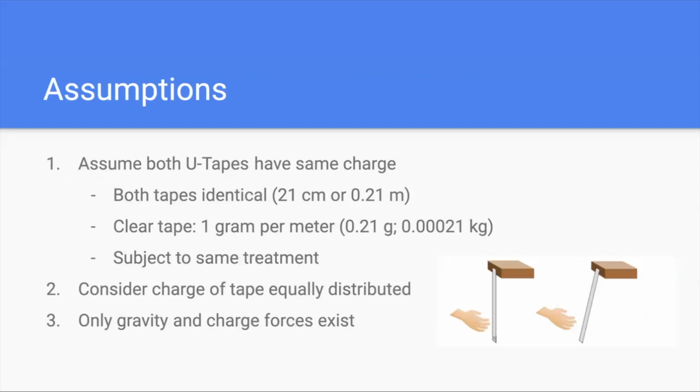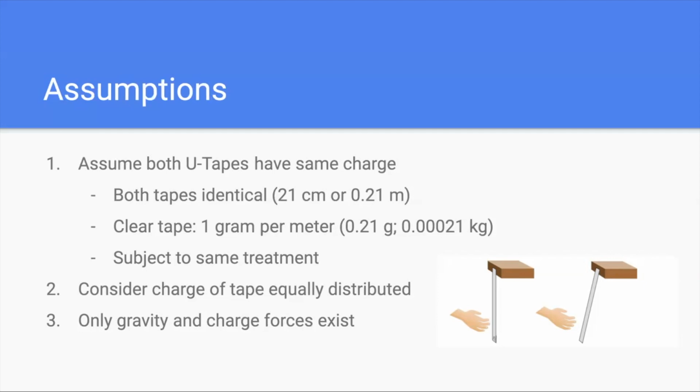To do this, we had to make some assumptions. We assumed that both U tapes have the same magnitude of charge. And we can make this assumption because both tapes were identical, the same length and the same material. We also had to assume that because they were subject to the same treatment, they had the same charge. Another assumption we made is that the mass of the tape is 1 gram per meter. And in this case, because it was 21 centimeters in length, we gave it 0.21 grams of mass.